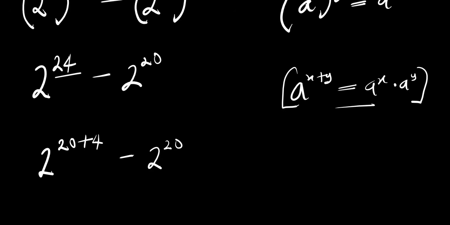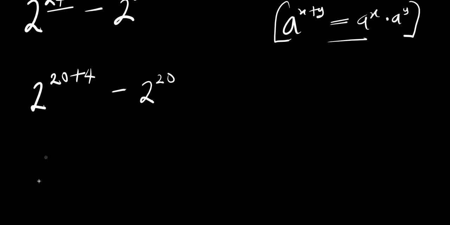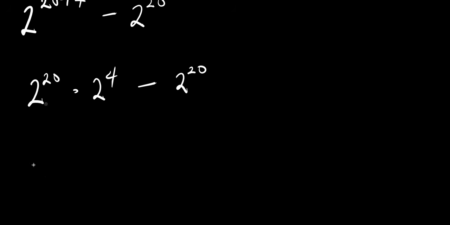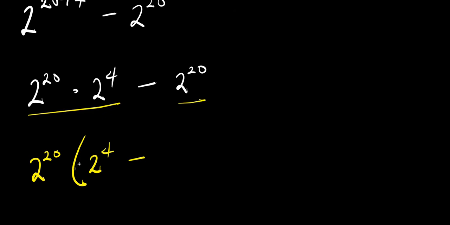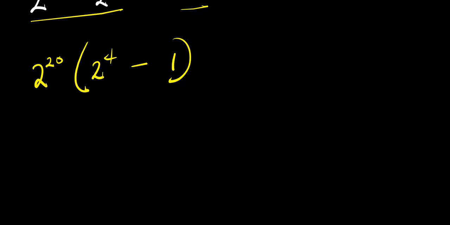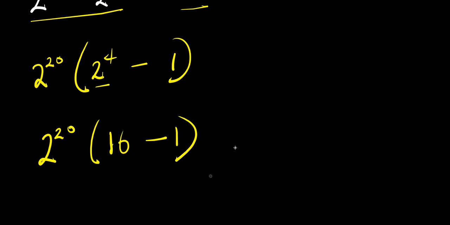Applying this right here, I will simply have 2 power 20 times 2 power 4 minus 2 power 20. So let's factor out 2 power 20. I have 2 power 20 times 2 power 4 divided by 2 power 20, minus 2 power 20 divided by 2 power 20, I have 1. So from here, I'll have 2 power 20 times 2 power 4, that is 2 power 4 minus 1.